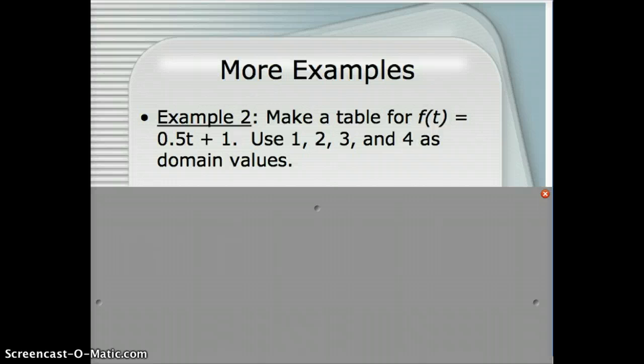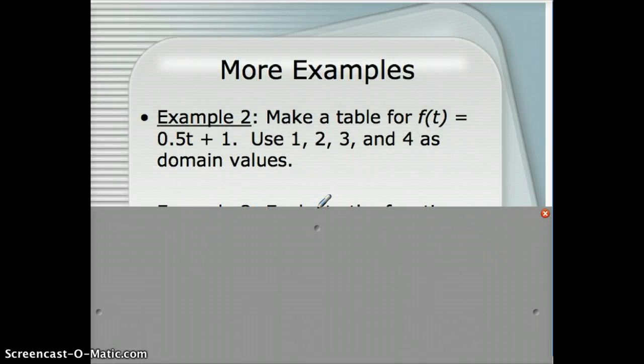Okay, so if I ask you to solve something like this, make a table for f of t equals 0.5t plus 1, and I ask you to use 1, 2, 3, and 4 as domain values, I'm going to go ahead and do this one. So our two variables this time are t and f of t. F of t is one variable like y would be by itself. And so what I'm going to do is say 1, 2, 3, and 4 are my domain values, so I'm going to plug them in for my t's, my inputs, and then I'm going to evaluate this function for f of t.